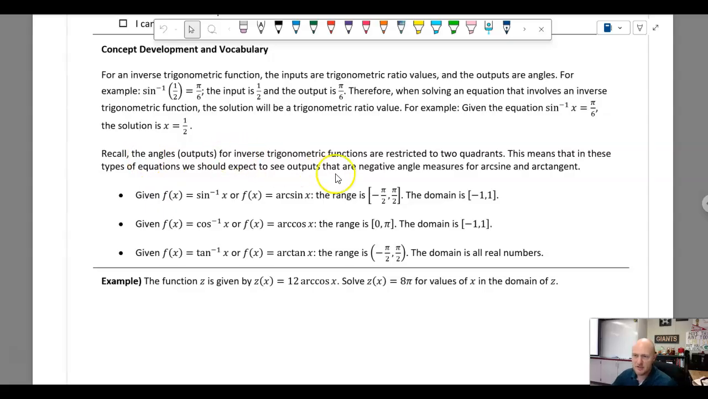Recall, the angles as outputs for inverse trig functions are restricted to 2 quadrants because the functions must be continuous. I need a positive output and a negative output. This means that these types of equations should expect to see outputs that are negative angle measures for arc sine and arc tangent, okay? And I have an image of this that I really like for our trig functions. Arc sine, also known as sine inverse, is going to be in quadrants 1 and 4. So this is what we will call arc sine or sine inverse.